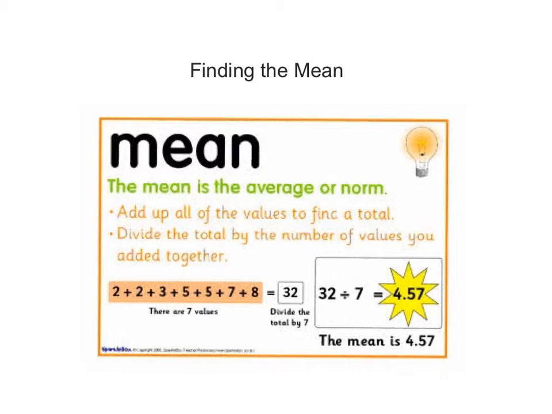You'll notice that there are no 4.57s in this number set. This is an average, not an exact number that's going to be found in that number set.